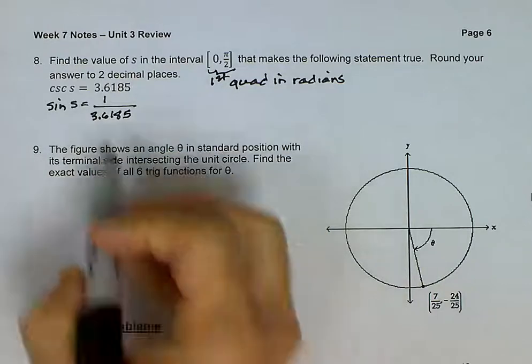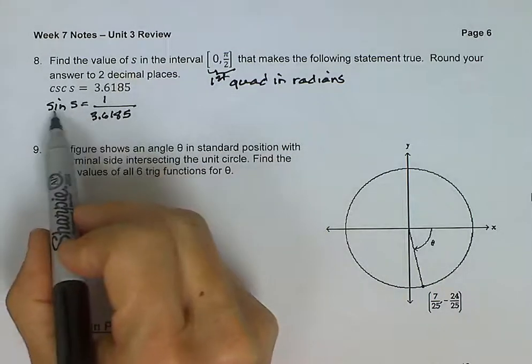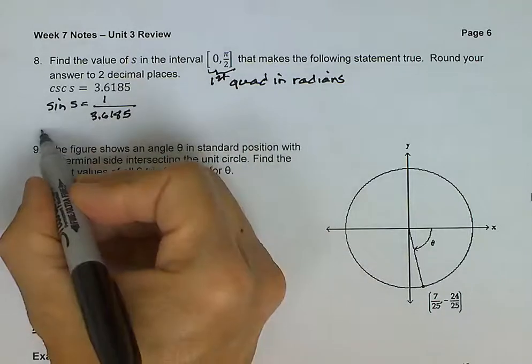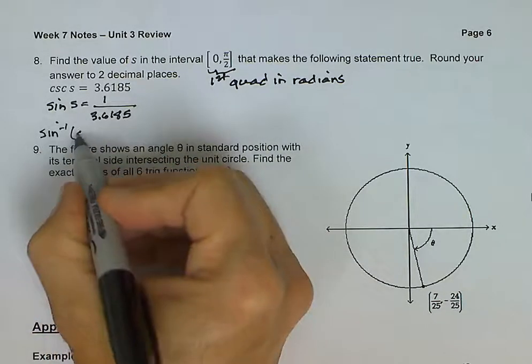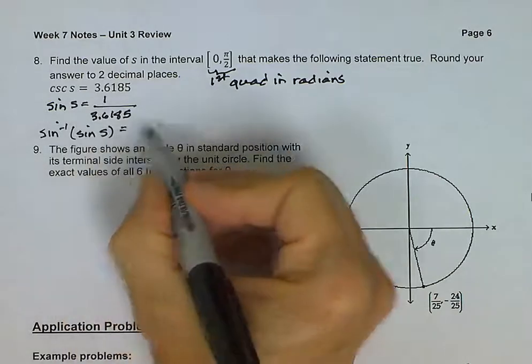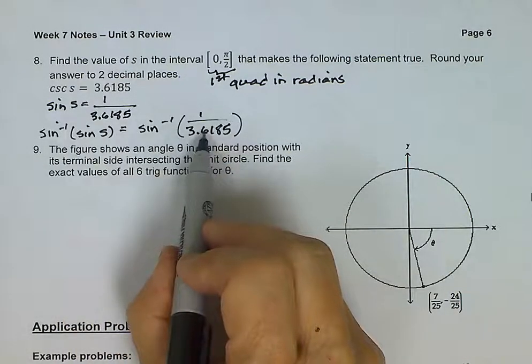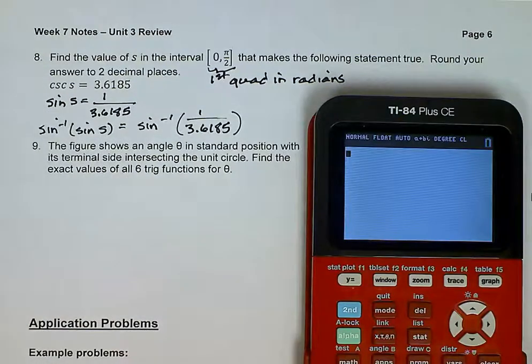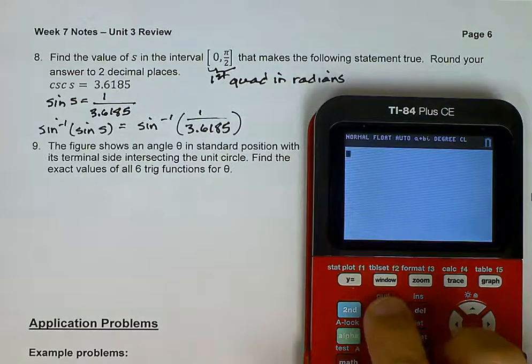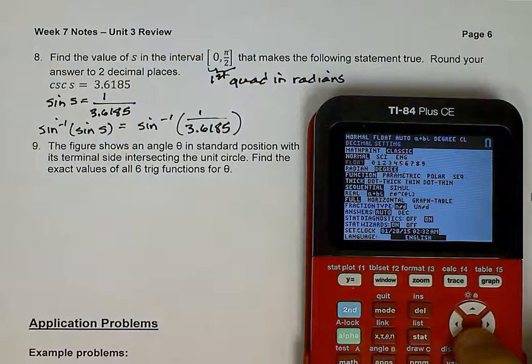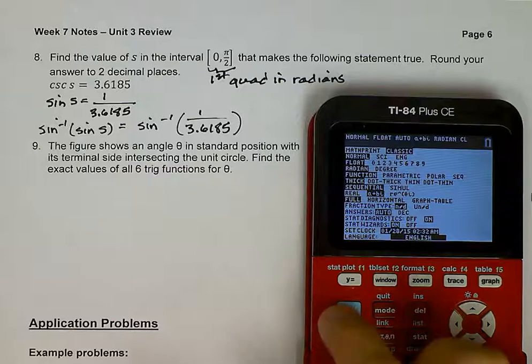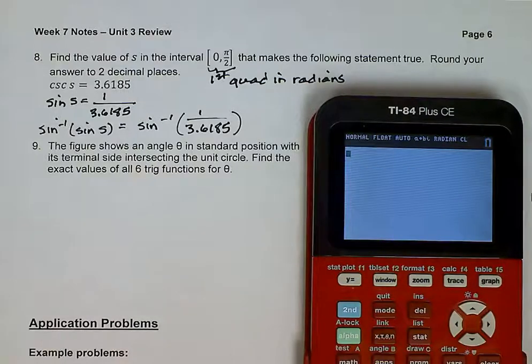3.6185. And if we want to get back to the angle, if we want to cancel out the sine function here, then we need to use the inverse sine function on both sides of this equation. This is what we're going to do in our calculator. And for these problems, especially when we're dealing with both degrees and radians, probably before every question you want to check and see which mode your calculator is in, just to make sure it's in the correct one. For this one, we want our answer in radians, so we want to make sure we're in radian mode on our calculator. Now I can use my inverse sine function.